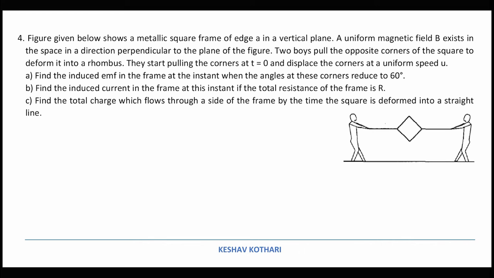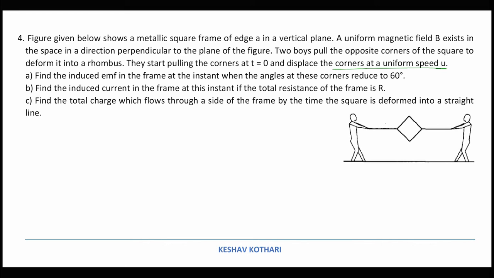Find the induced current in the frame at this instant if the total resistance of the frame is R. And find the total charge which flows through a side of the frame by the time the square is deformed into a straight line. So these are the set of questions asked to us. The first thing to keep in mind is that the side is moved with a speed u in the downward direction. Displacing the corner at a uniform speed u is mentioned in this problem.